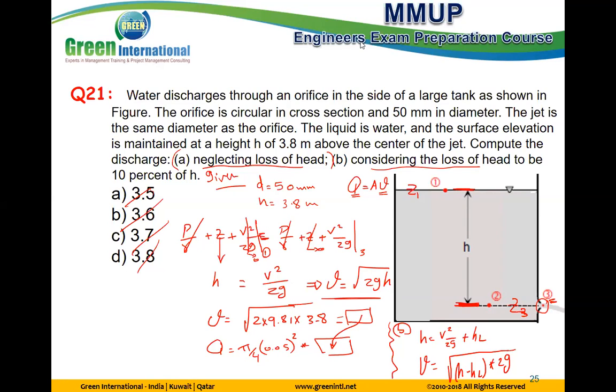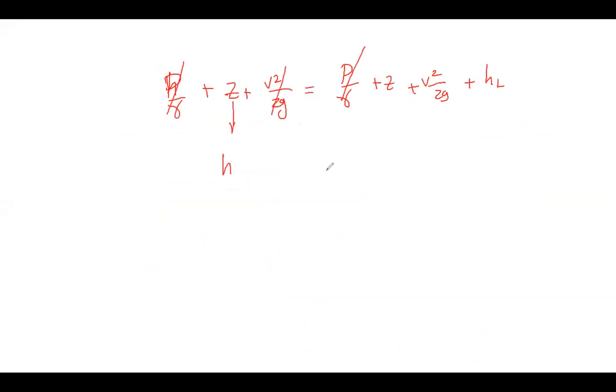I can open the whiteboard quickly, and we can write on it. The equation: P over gamma plus Z plus V squared over 2G equals P over gamma plus Z plus V squared over 2G plus H losses, correct? This is atmospheric, as we cancelled before. This Z is H, and this one is 0 because it is a large reservoir. Z here is 0, V squared over 2G plus H losses.